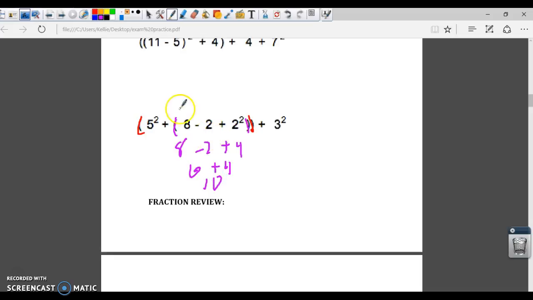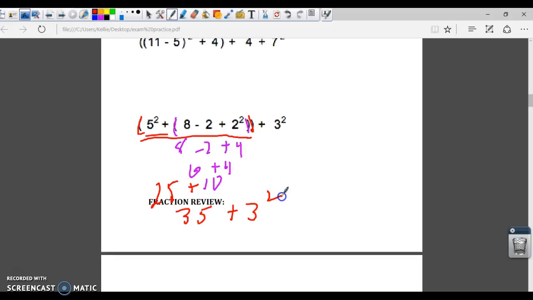So all that parentheses was 10, but don't forget, you still have this part, and that's 5 squared. That's a 5 squared, plus 10. 5 times 5 is 25. Okay. 5 squared, so that's 25. Plus 10 gives us 35. So all of this equals 35.